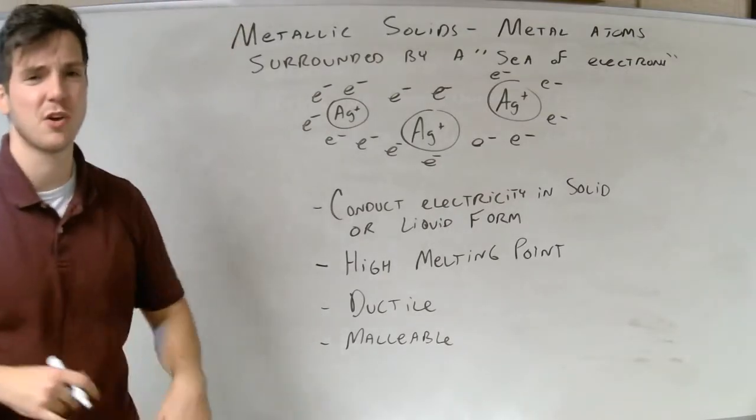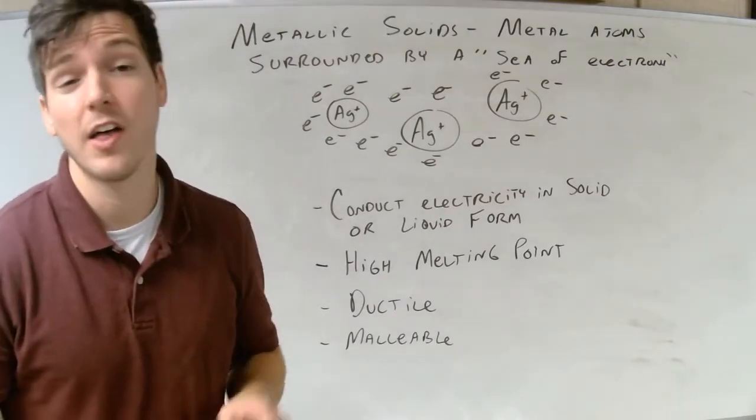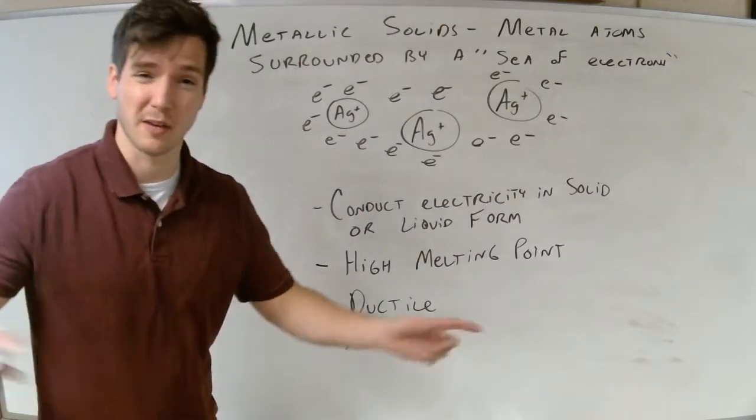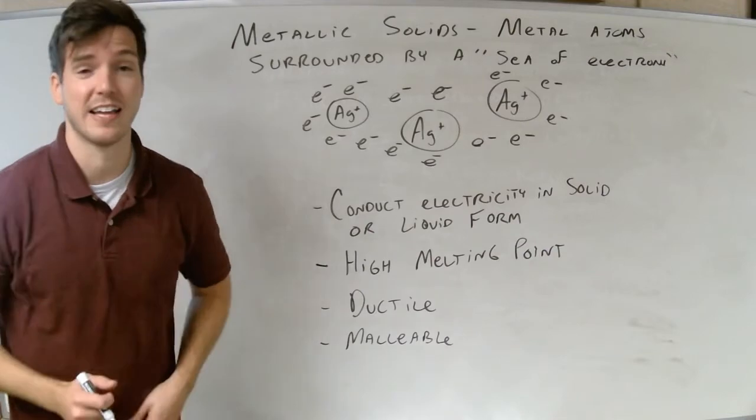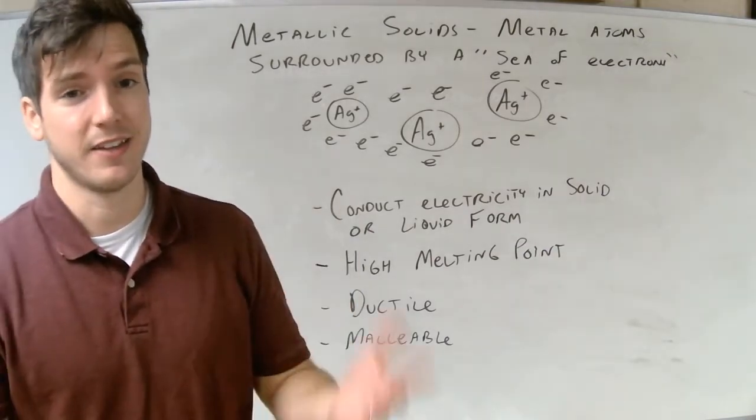Another thing just to note, some fun characteristics, they're ductile and malleable. Ductile just means they could be drawn into wire like copper wire, and malleable just means they could be flattened into a nice sheet like aluminum.